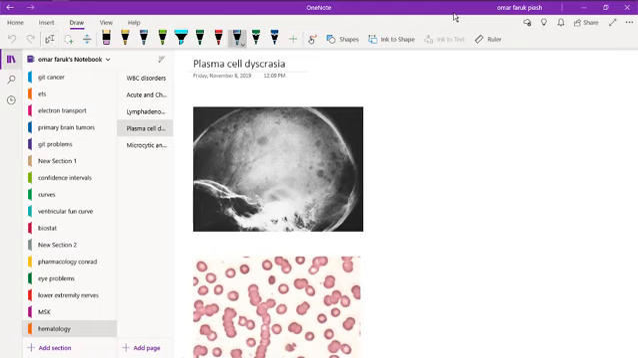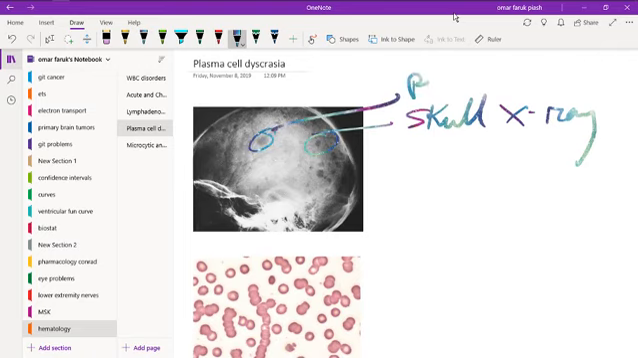Now I would like to talk about plasma cell dyscrasia or plasma cell disorder. It starts with multiple myeloma. This is the skull X-ray of a patient with multiple myeloma, where there is a punched out lytic lesion present in multiple myeloma, punched out lytic lesion.